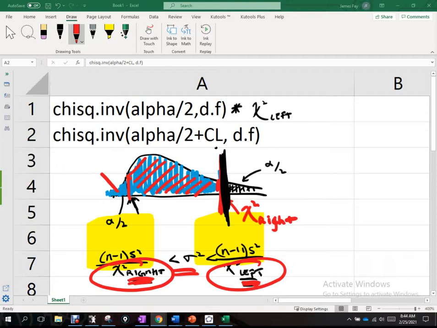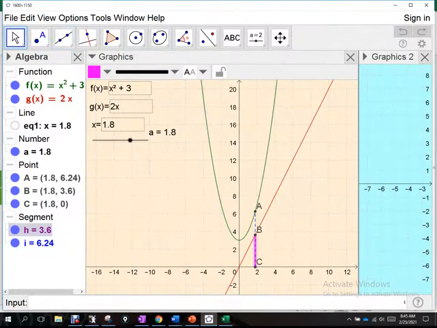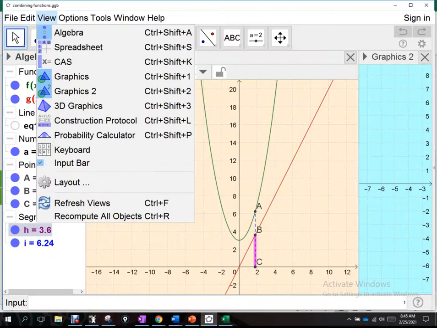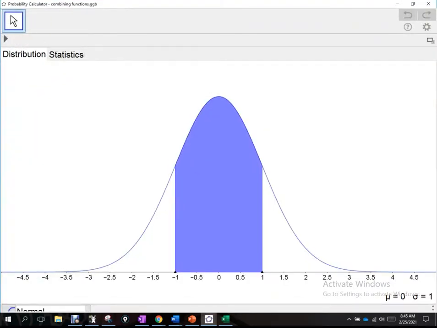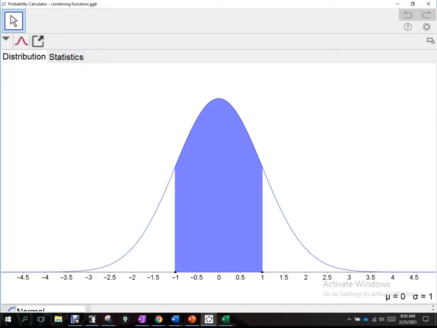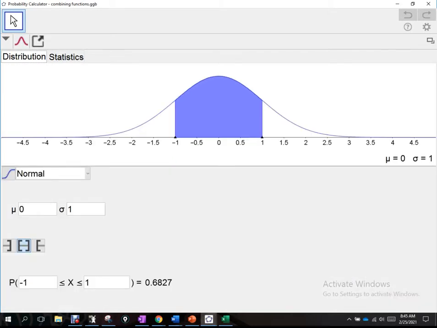Can't find anything so far for chi-square. TI-84 has a chi-square CDF, but doesn't have an inverse function. And GeoGebra does have something if you want to use GeoGebra, but you have to click on distribution. Sometimes, I don't know why mine does this, but I have to come down here and grab this and pull it all the way up.